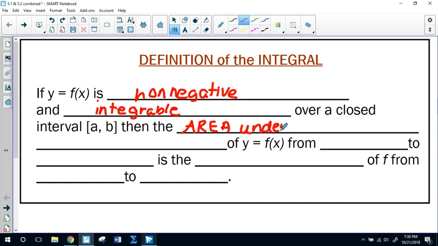under the curve of y equals f of x from a to b is, and then here's the new word, integral of f from a to b. Non-negative gives you the area under the curve on that interval.